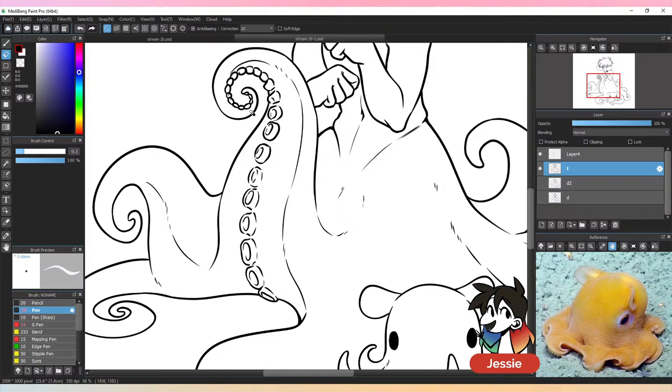Yeah, the one thing I don't really like about MediBang is if the brush has correction or smoothing, then the eraser does too, and I'm like, buddy. Please just separate them so they're not all on one single thing.